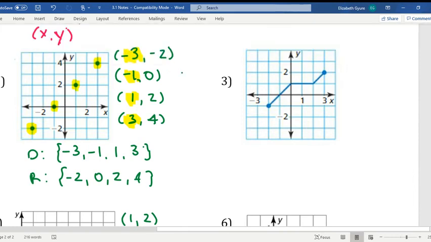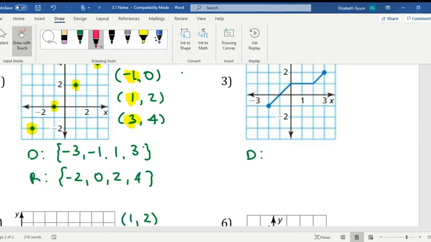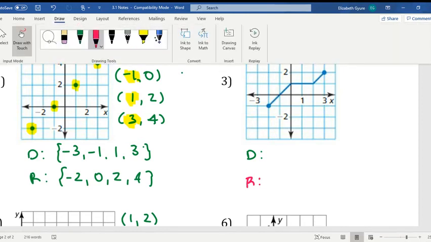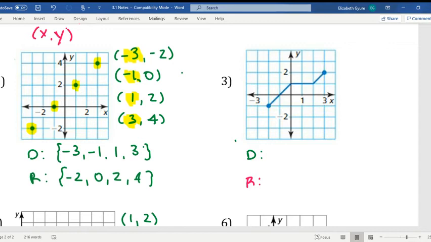Big fan of the fill in the blanks here. My recommendation is to put your domain, right? Then your range. And we're going to make ourselves little fill in the blanks. Now, domain is all your x values. So I'm going to put a blank and then my x value and then another blank.